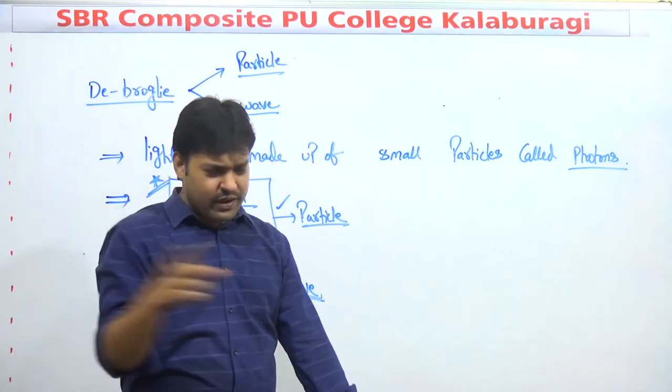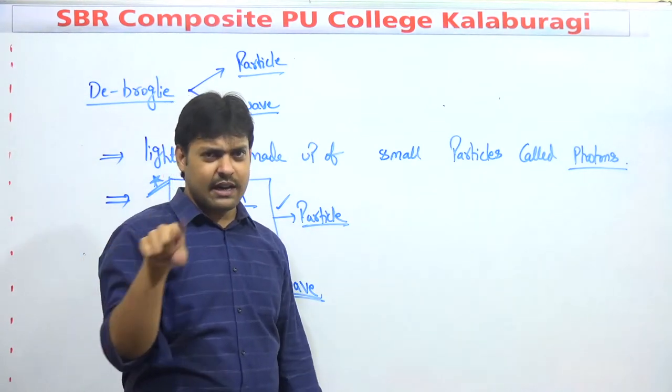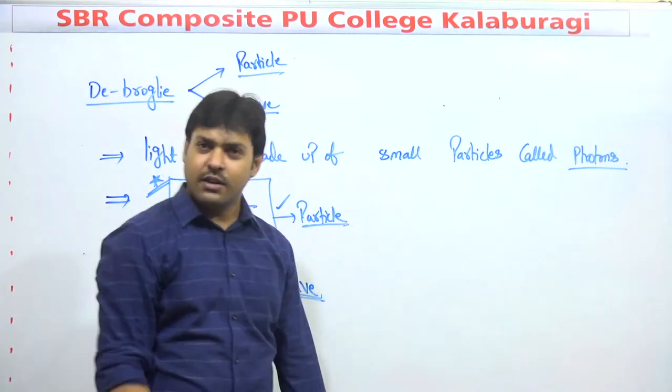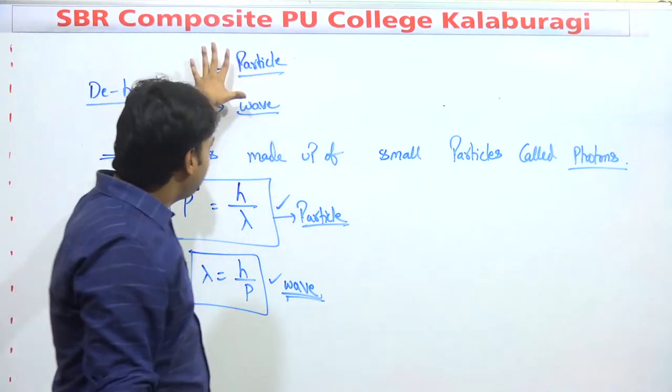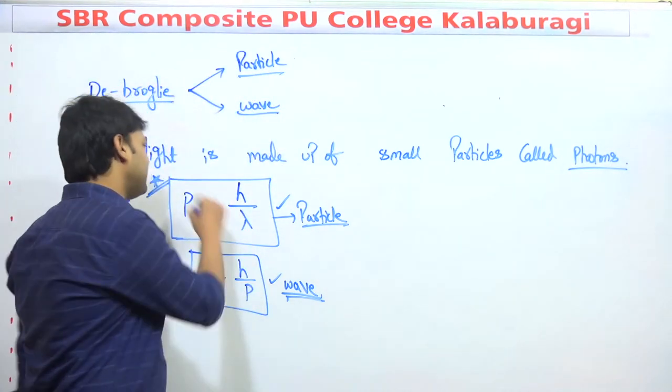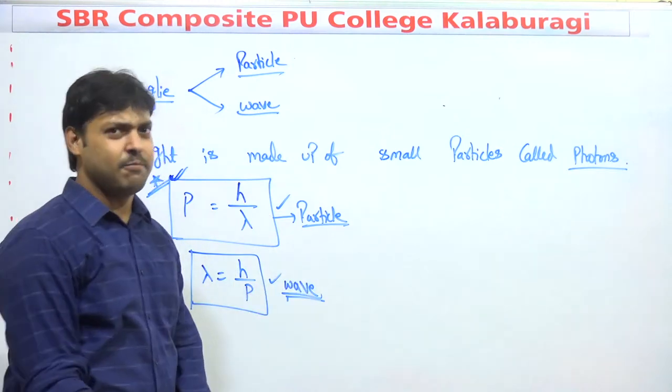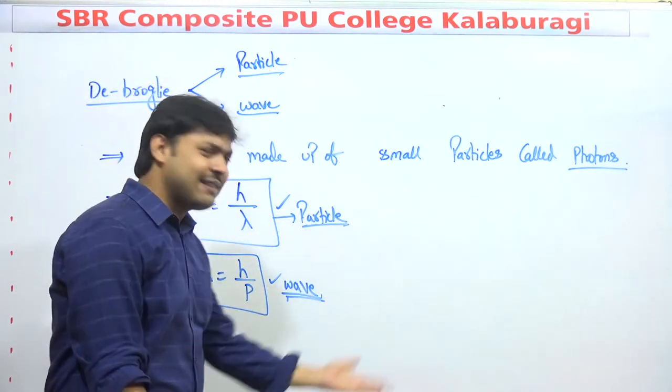So while they are moving, they won't move straight. They will dance and they will move. So this is the story given by whom? Given by De Broglie. Particle nature, wave nature, given by this formula, which is p equals h by lambda. Now he is trying to explain like this.